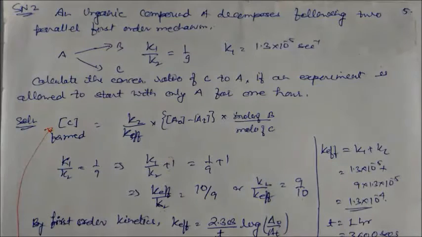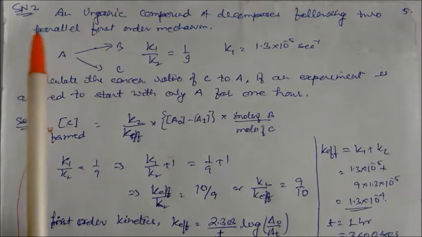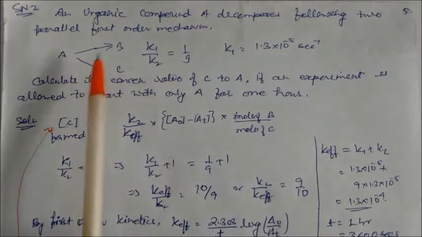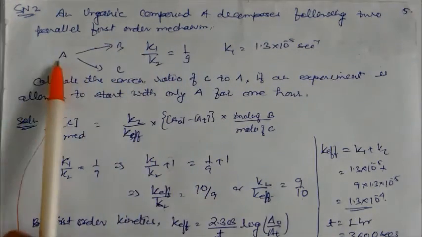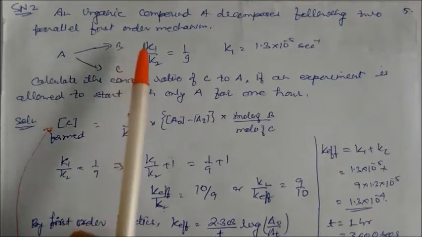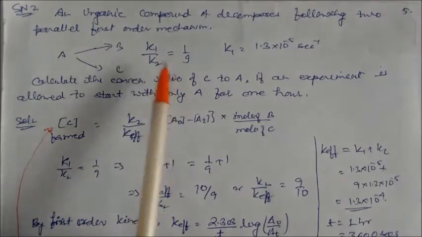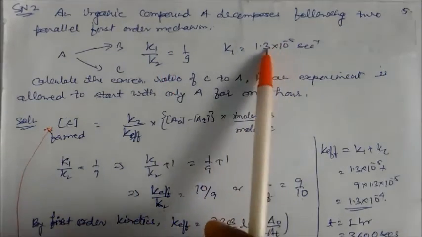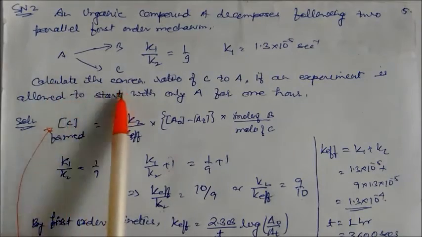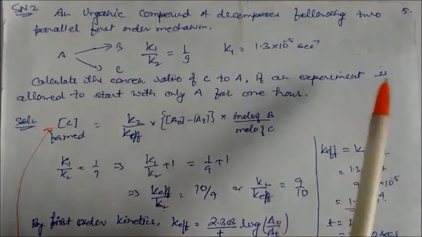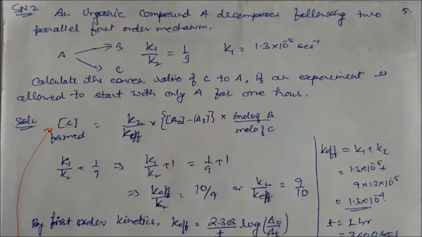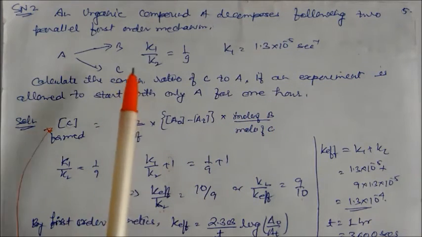Let us solve numerical number 2. An organic compound A decomposes following two parallel first order mechanisms. A is giving B and C, and their rate constants K1 by K2 is equal to 1 by 9. K1 is given as this value, 1.3 into 10 power minus 5 per second. Calculate the concentration ratio of C to A if an experiment is allowed to start with only A for 1 hour. So we have to find the concentration of C.